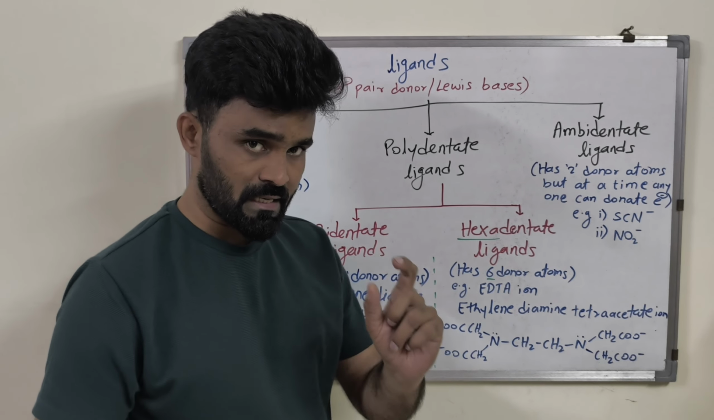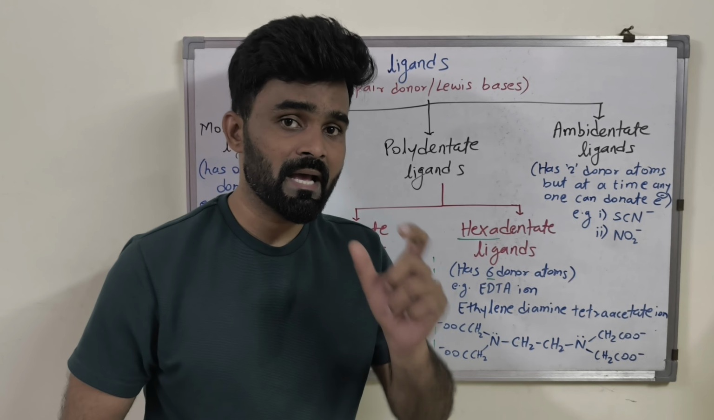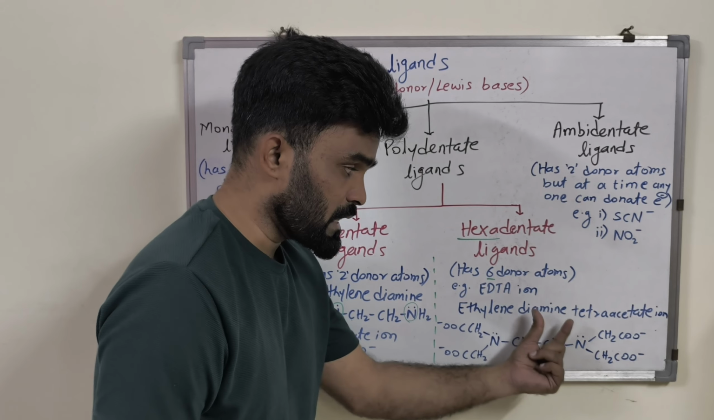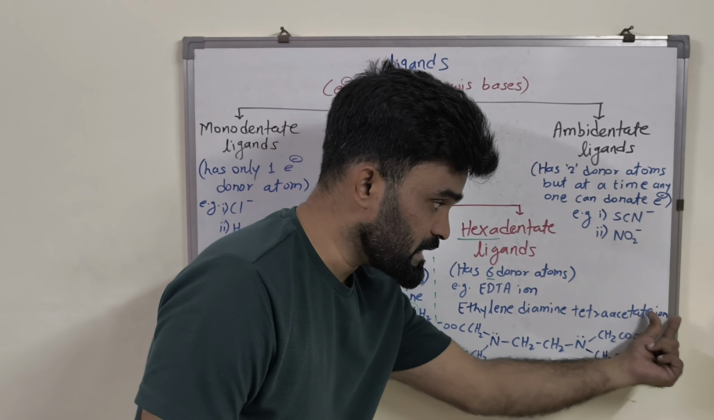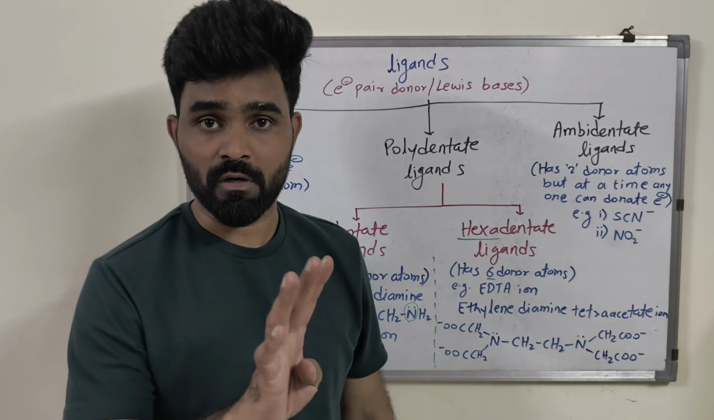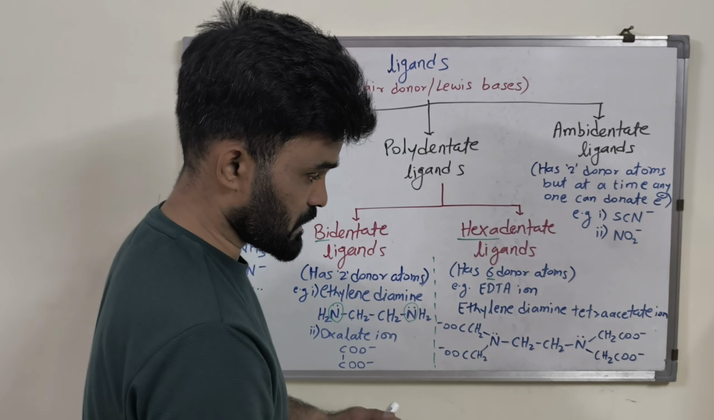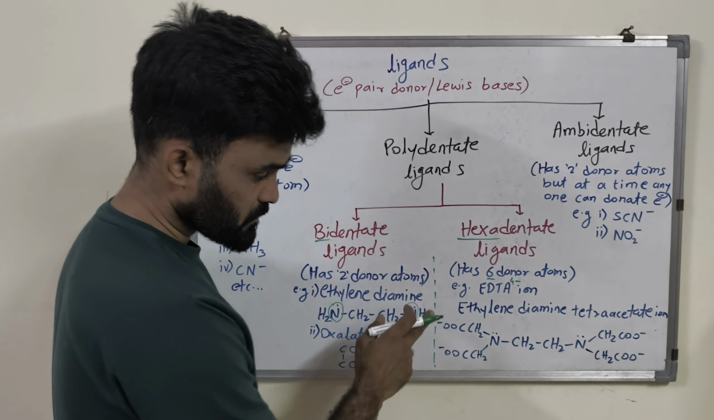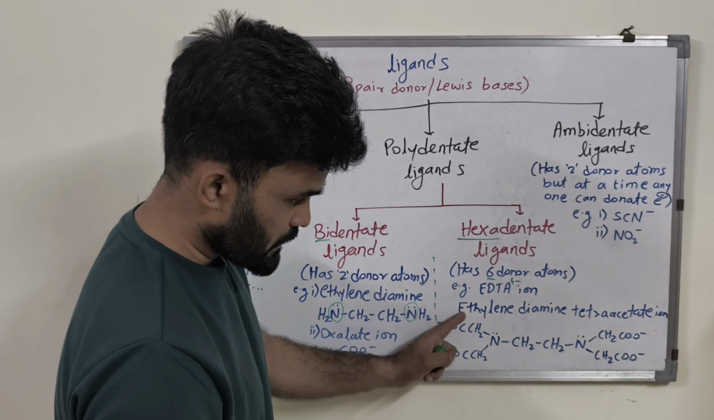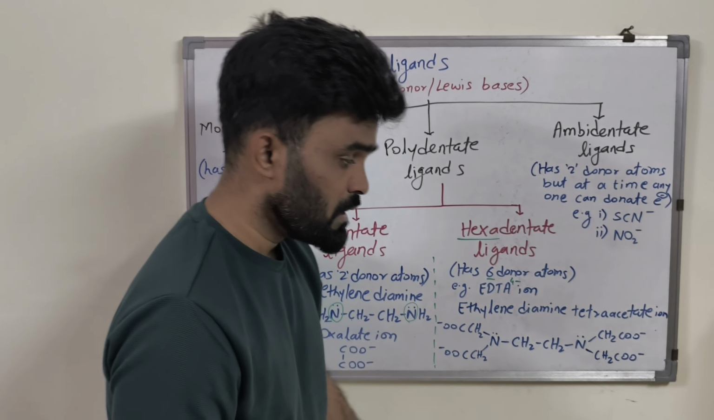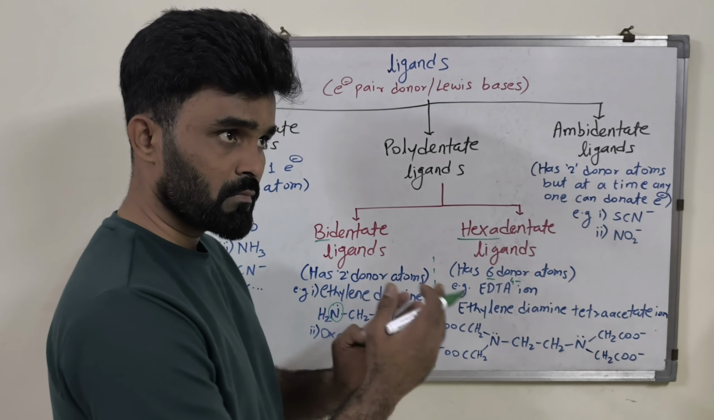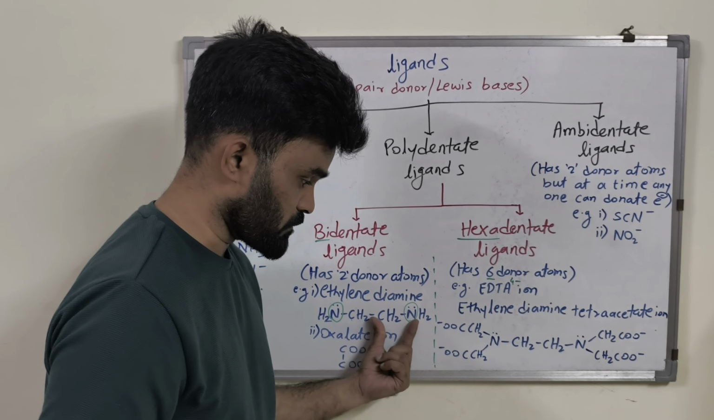EDTA stands for ethylene diamine tetraacetic acid. But when I say ion, we have ethylene diamine tetraacetate ion. Tetra means 4. Here we have 4 minus charge. So it should be 4 minus ion. Okay? EDTA 4 minus ion. Ethylene diamine tetraacetate ion. It is just what do you say? Improvement or modified version of this one.